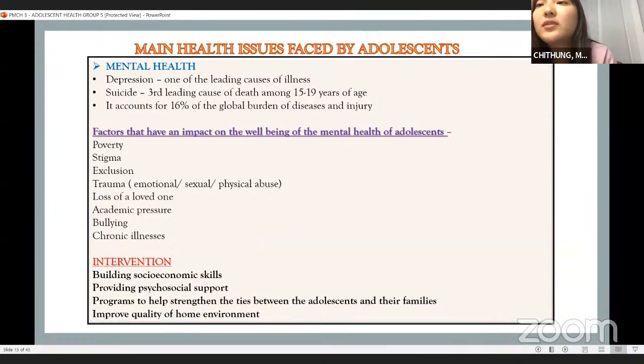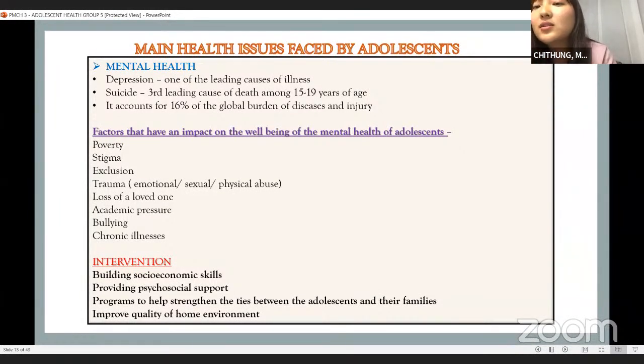Mental health. One of the leading causes of illness is depression, and suicide is the third leading cause of death among 15 to 19 year olds. It accounts for 16% of the global burden of disease and injury. Factors that have an impact are poverty, stigma, exclusion, trauma, loss of a loved one, academic pressure, bullying, and chronic illness.